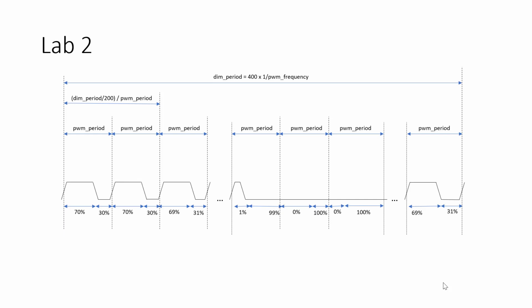So the one way to do that is to take the dim period and divide it by 200, because there's 100 percentages, you go down and then 100 back up again. So there's 200 sort of increments. And if you divide that by the PWM period, that just gives you a ratio between how often you change the duty cycle to how many of these pulses you put out.